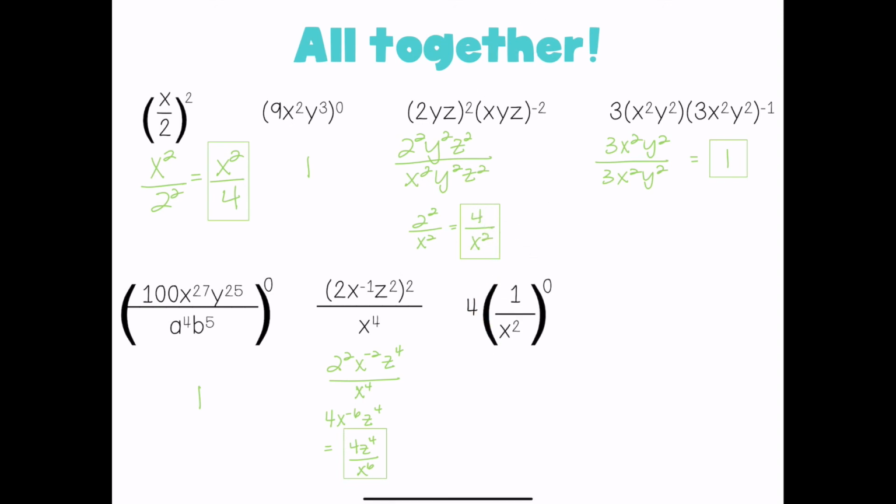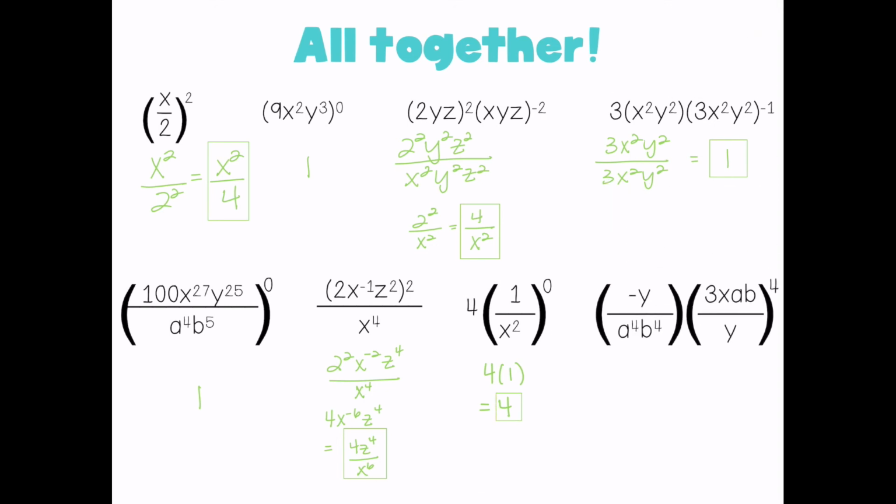Next. Okay, the 0 is only on the second piece. So I have that 4 times 1, because anything to the 0 power is 1. And the answer is 4.